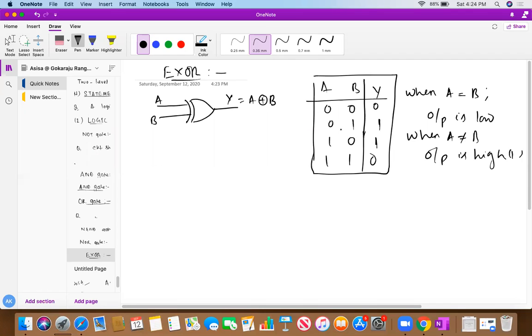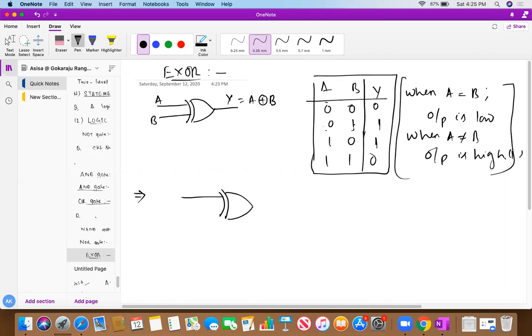So it is clearly observed here: when A equals B, my output is low, and when A is not equal to B, the output is high. Again, the XOR gate can also be used in a disable and enable manner, and it gives us a very important parameter if I do enabling or disabling of the XOR gate. Please see here, the very important disable and enable property of the XOR gate.